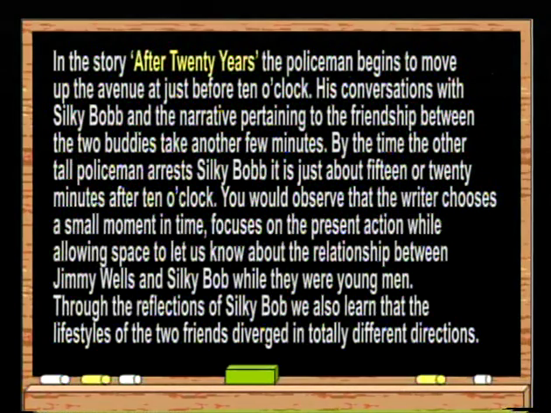Through the reflections of Silky Bob, we also learn that the lifestyles of the two friends diverged in totally different directions. But all the actions we learn about and all the information we know are revealed to us in a matter of minutes.